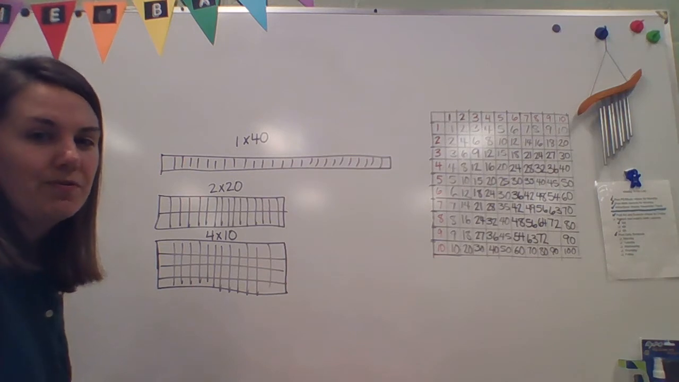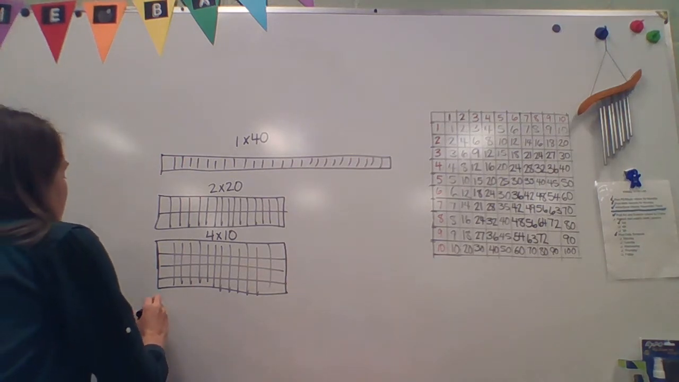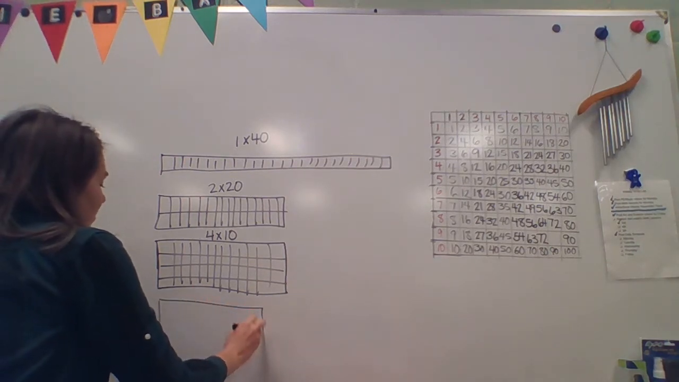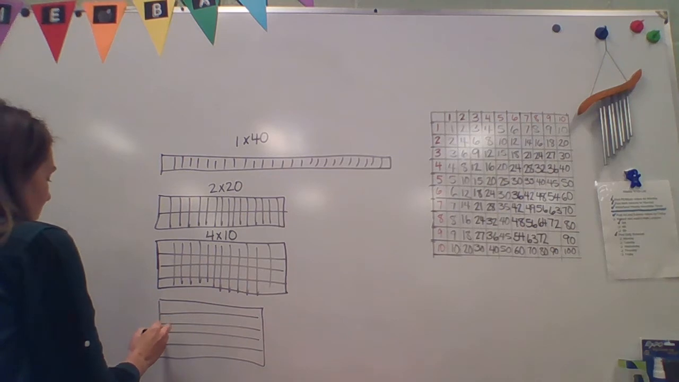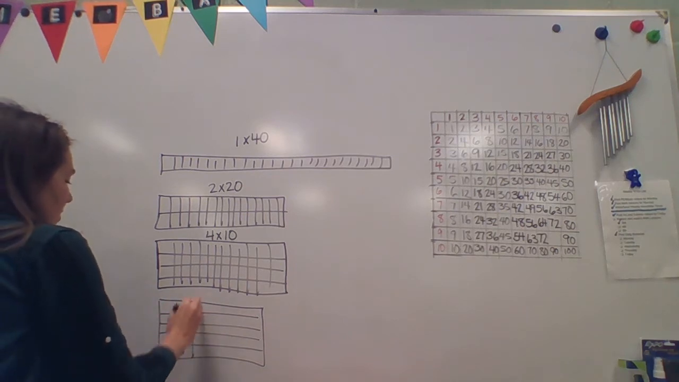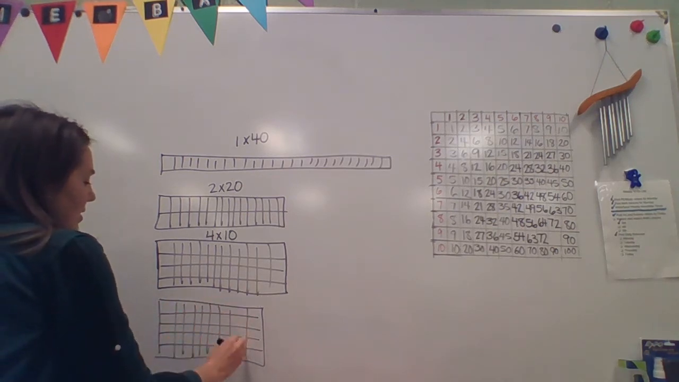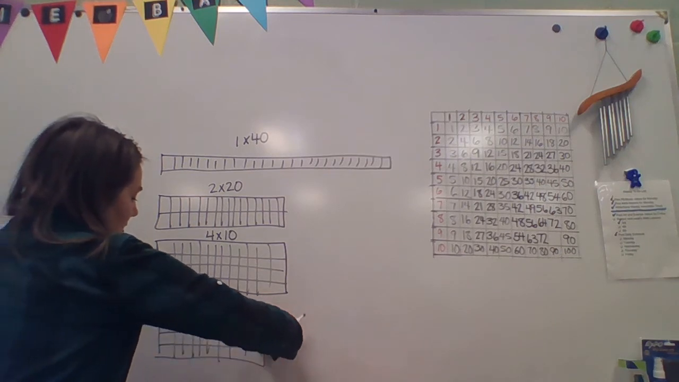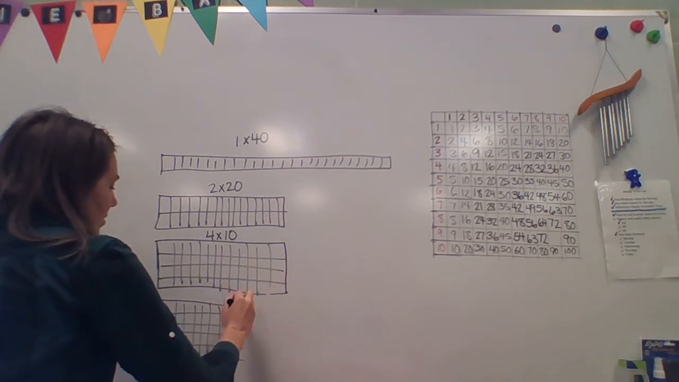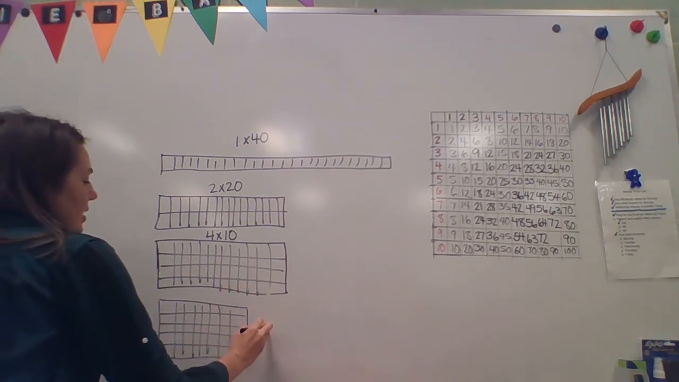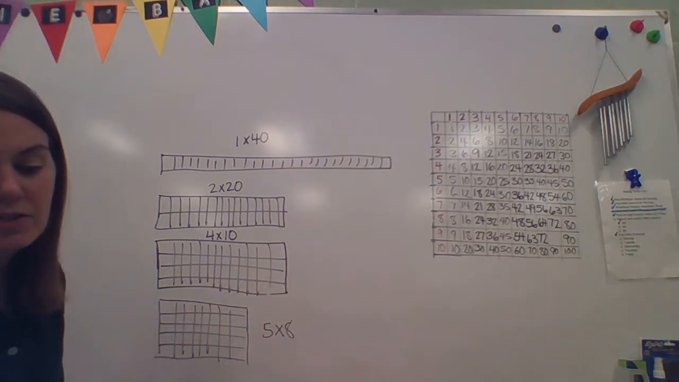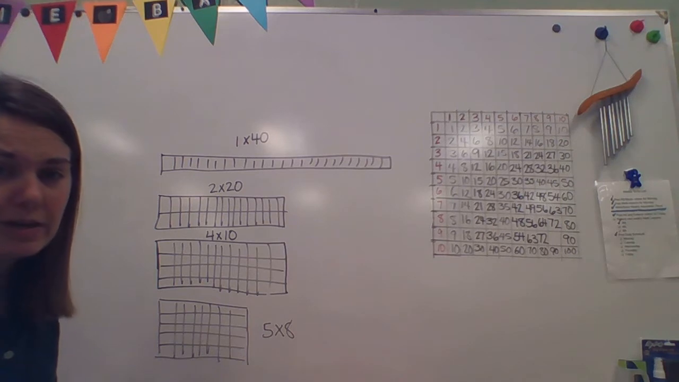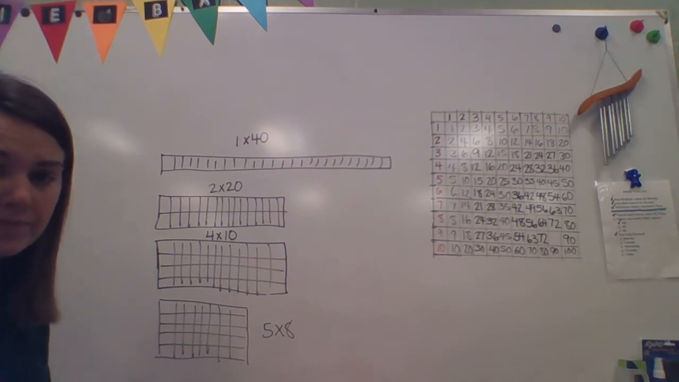Let's see if I could do 5. 5 rows. Yep. 5 rows with 8 in each, because 5 times 8 equals 40. 1, 2, 3, 4, 5. Yep. 1, 2, 3, 4, 5, 6, 7, 8. There we go. 8. So I could also have 5 times 8 to get 40. So far, these are all ways that we can get up to 40.